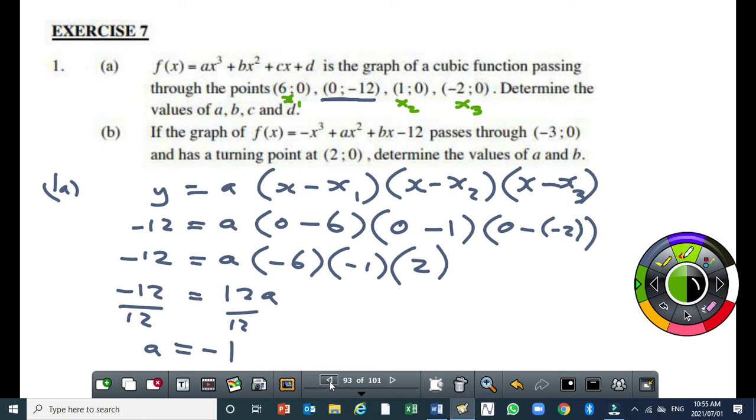Alright, as a class exercise, can I have your attention? Can you do number 2? Sorry, number B. Apply what I just did. Do number 1B. Alright. Can I carry on, please? Can I have your attention?